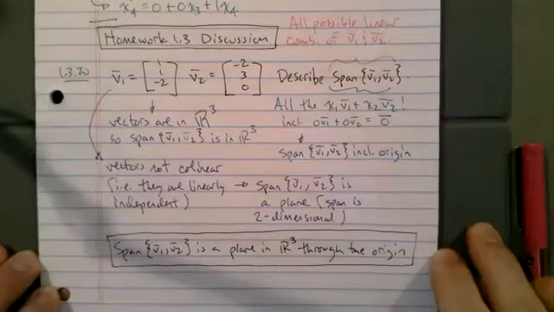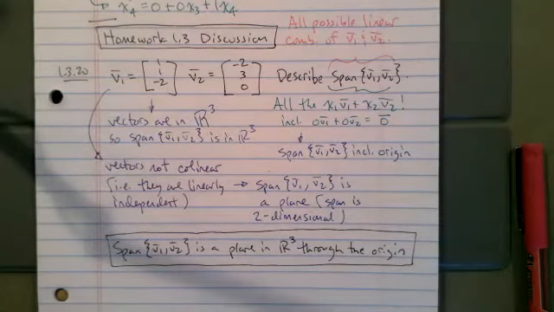The span of v1, v2 is a plane because there are two linearly independent vectors. In R3, because the vectors have 3 entries each, through the origin, because the span will include the 0 vector. 3 elements that we need to point out. Any questions?